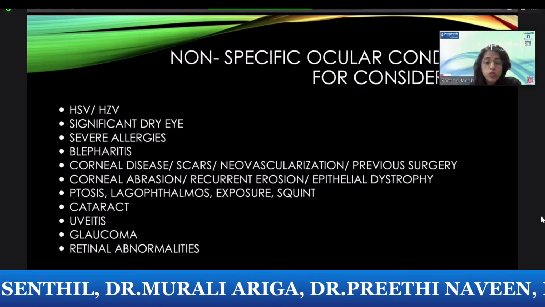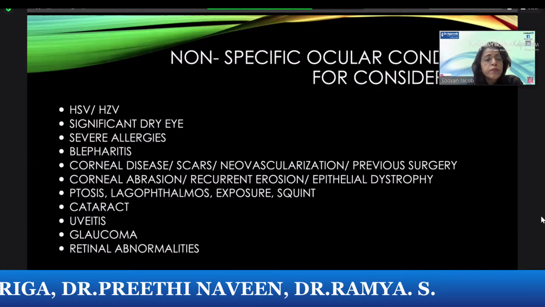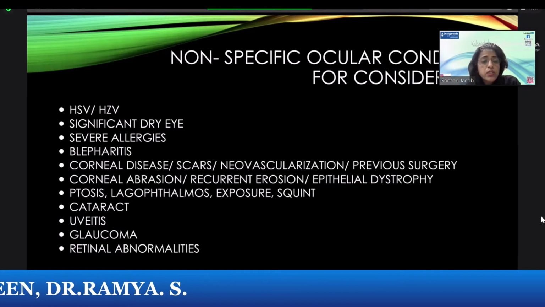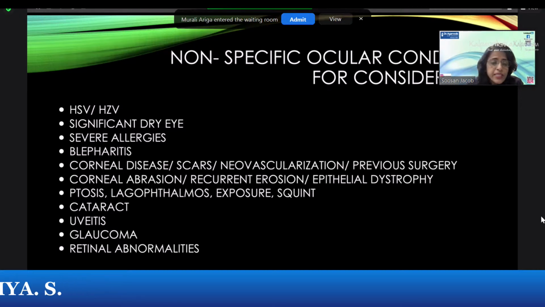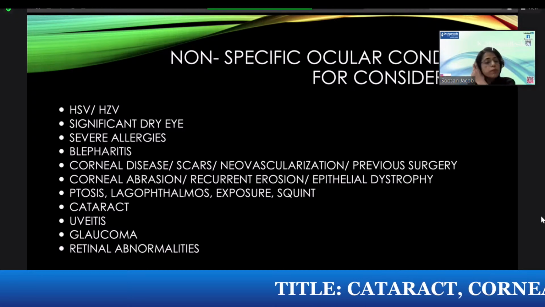Ptosis, lagophthalmos, exposure, squint. So you might need to treat some of the other conditions first. For example, dry eye, you might have to treat the allergy, you might have to change your plan if you have a corneal scar or a recurrent erosion syndrome. Things like that come into play. And of course, if you have some other coexisting morbidities like cataract, uveitis, glaucoma and all, you do give consideration to that as well and decide which is the best way to manage this patient.